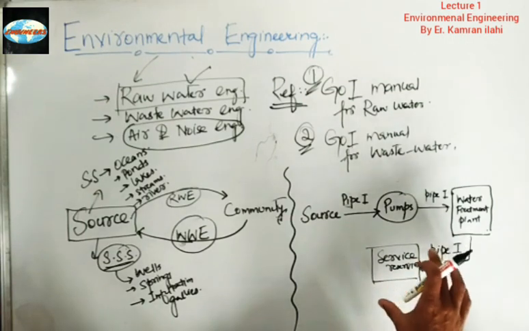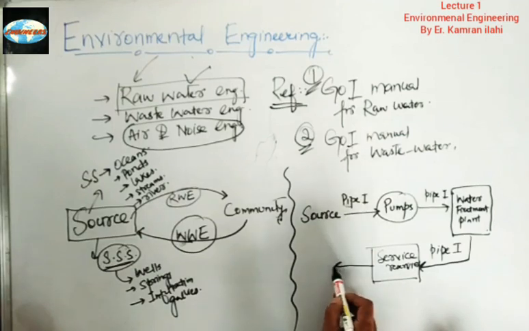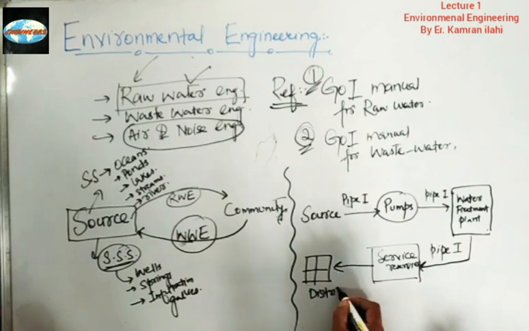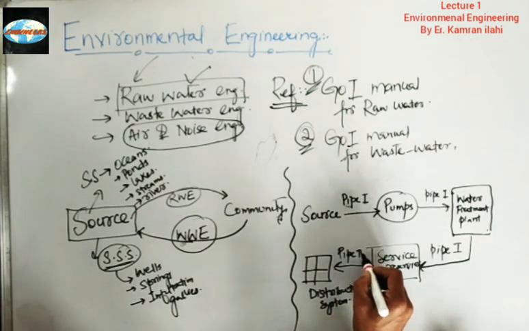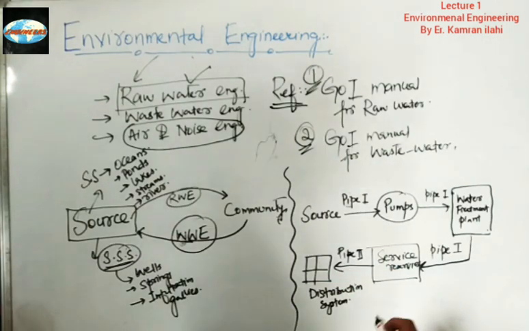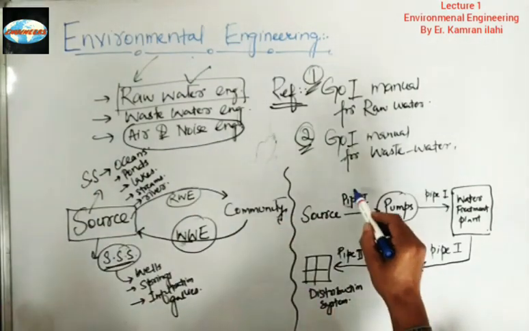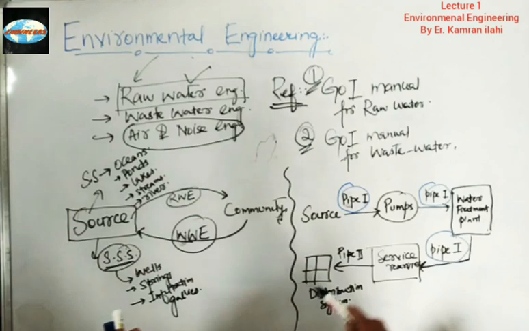So accordingly we design the service reservoir, and from this service reservoir we have a distribution system over here, through which we distribute the water to the whole community. I will write pipe 2. Now, why did I write pipe 1, pipe 2? I wrote pipe 1 over here, here, and here, and here I wrote pipe 2.